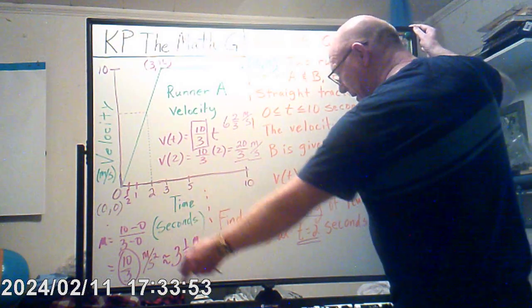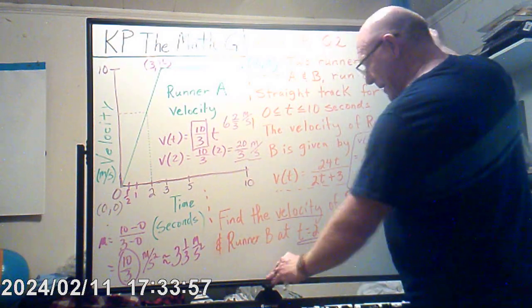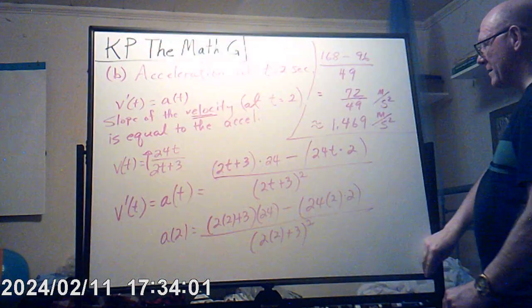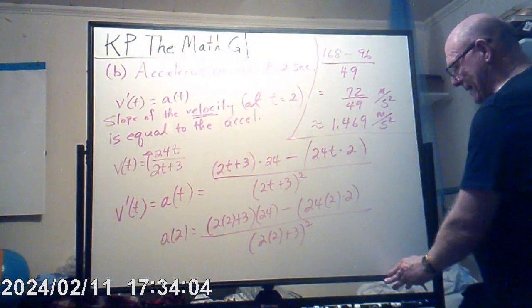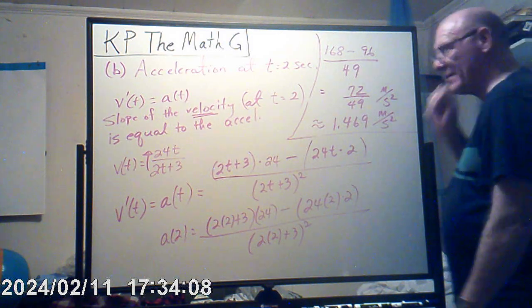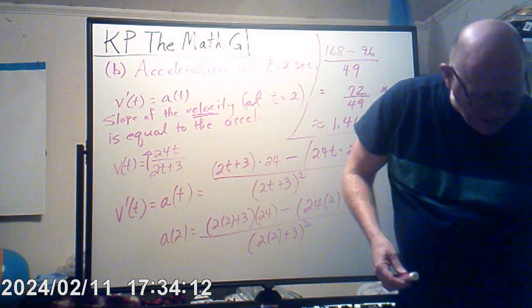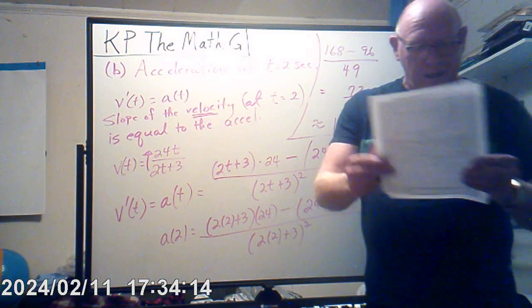It looks like runner A is accelerating at a faster rate than runner B, which is only 1.469 meters per second squared. Alright, that takes care of A and B.